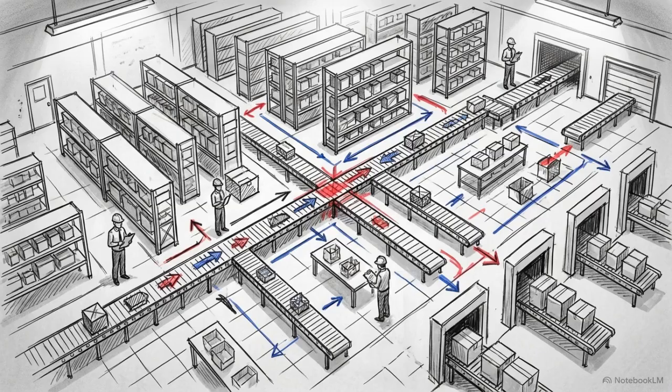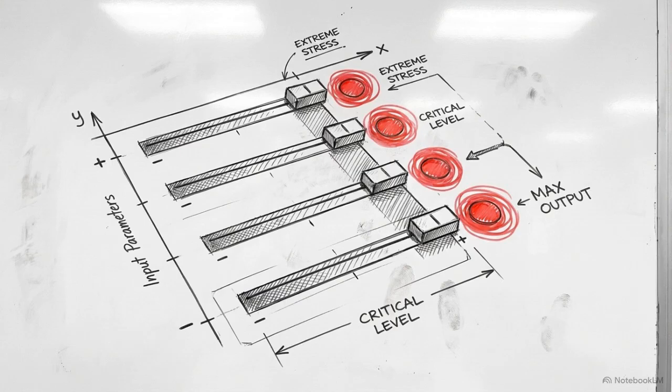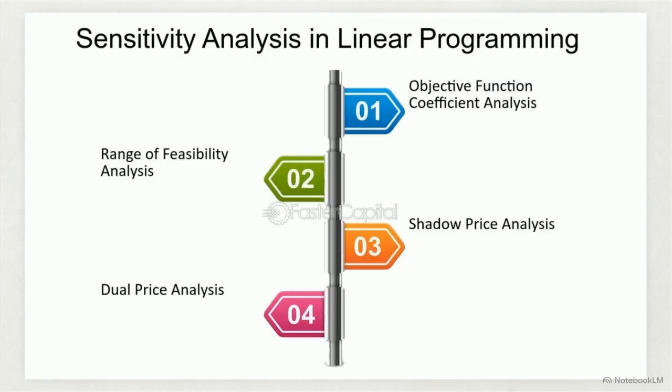To reliably manage an operation, decision-makers must map exactly how sensitive their answer is to the unpredictable pressures of the real world. We measure this fragility using sensitivity analysis. This technique determines exactly how much an optimal solution changes when the underlying input parameters are adjusted. The signposts in this diagram outline the core objectives of the analysis: assessing the overall robustness of a solution, pinpointing critical parameters that impact the outcome, and extracting actionable insights for decision-making.